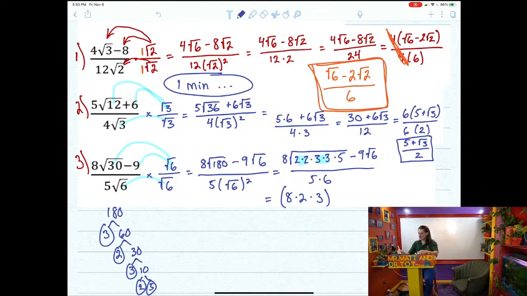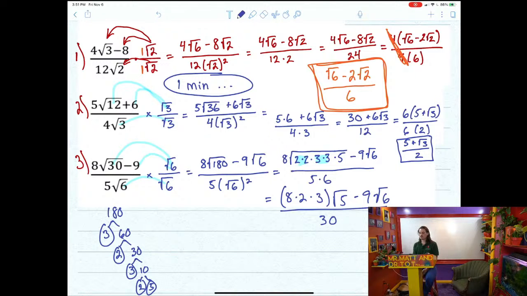Okay, so looking at these guys, I'm just simplifying here a little bit. Number 2, we have (5 root 12 plus 6) quantity divided by 4 root 3. We're going to rationalize the denominator by multiplying by root 3 over root 3. And so we get (5 root 36 plus 6 root 3) quantity divided by 4 times the square root of 3 squared.